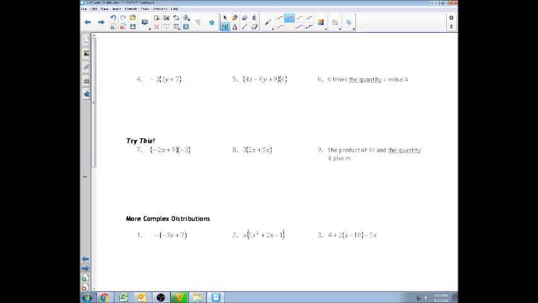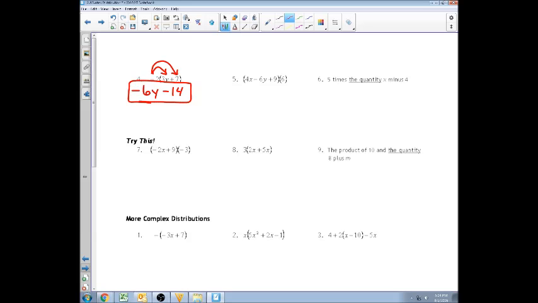Let's look at number 4. I have a negative 2 times the quantity 3y plus 7. Well, negative 2 times 3y. What's negative 2 times 3y? It's negative 6y. Then I have negative 2 times 7. And what's negative 2 times 7? It would be negative 14.